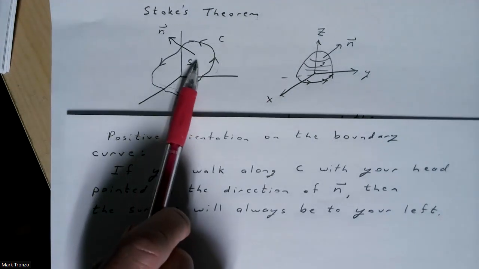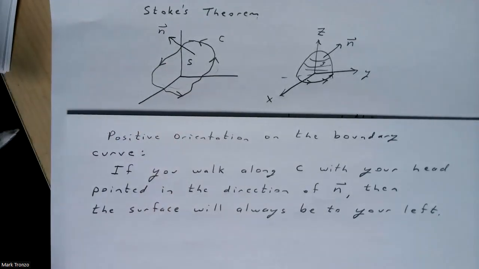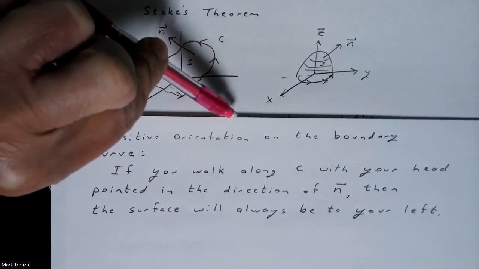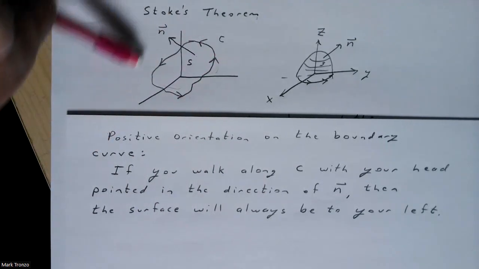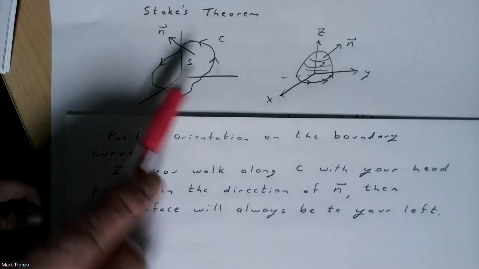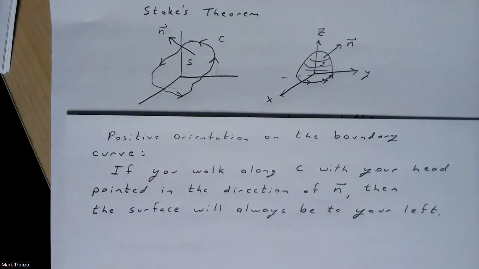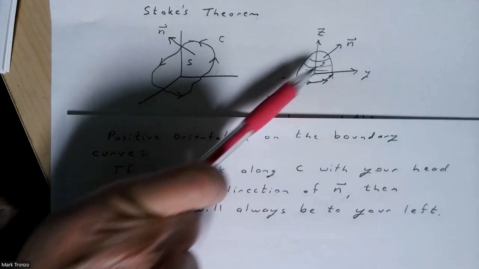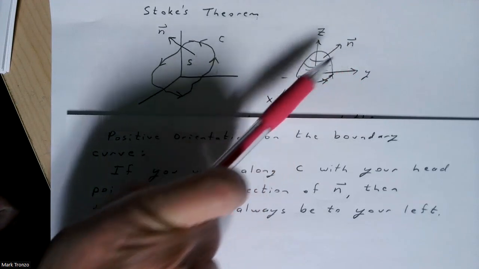Now, if somebody had defined the normal downward, then if you were walking with your head pointed in that direction, you'll notice if you're walking along this curve, the surface would be to your right. So that would be negative orientation. Because don't forget, on any particular surface, you can define a positive normal or a negative normal. So in the problem, they would have to tell you which they've defined as positive. So if the positive is pointing this way, then this would end up being positive orientation.